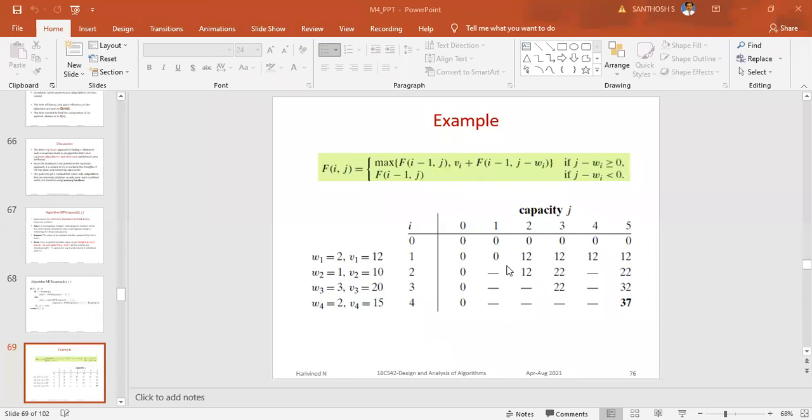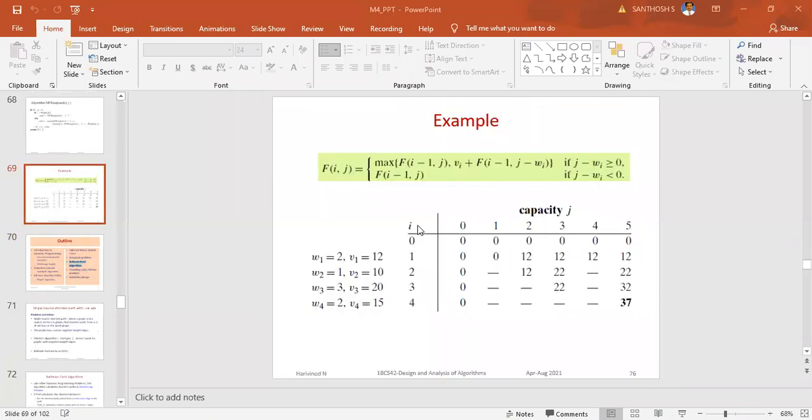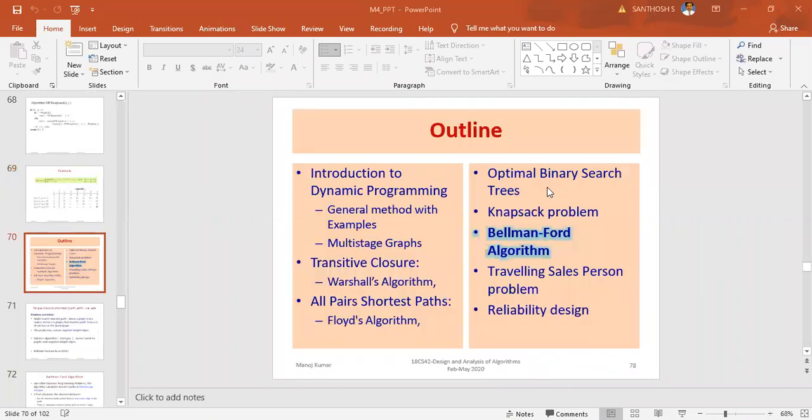Come for the example, we have taken the same example. Using the memory function, you can directly go with this particular thing. These are the values and how they are going to be computed. So this is up to the knapsack problem, both the knapsack and the memory function knapsack. In today's class, we have gone with optimal binary search trees as well as the knapsack problem. In the next upcoming class, you go with the remaining 3 topics of module 4.